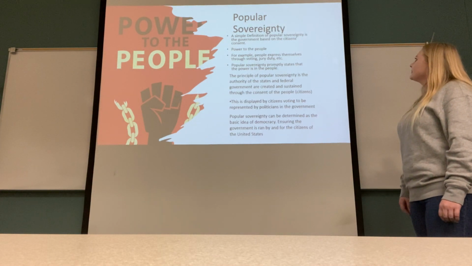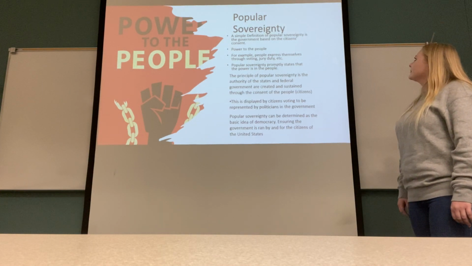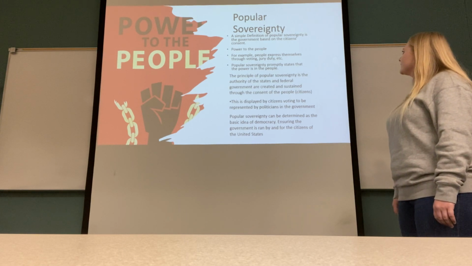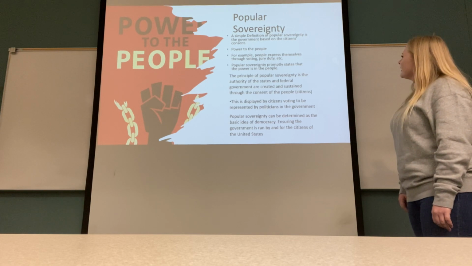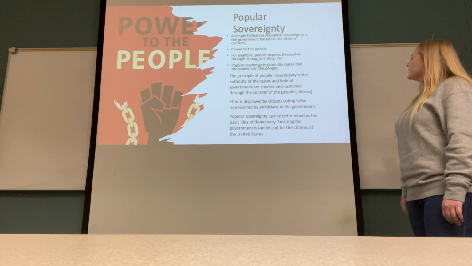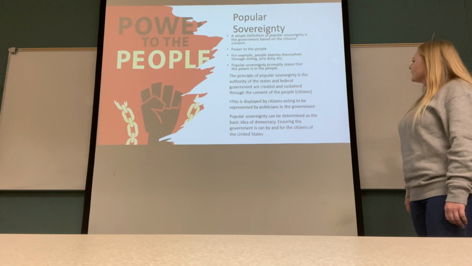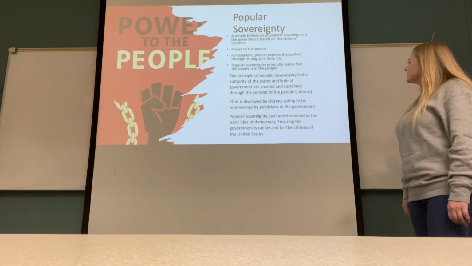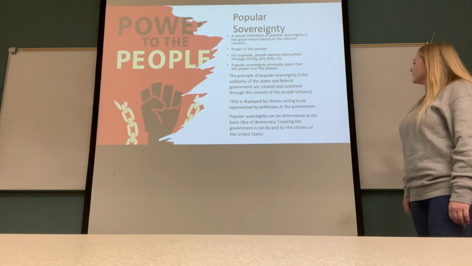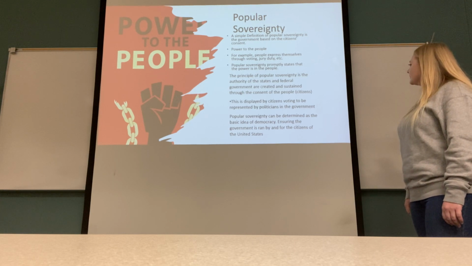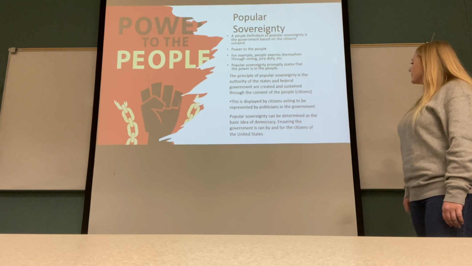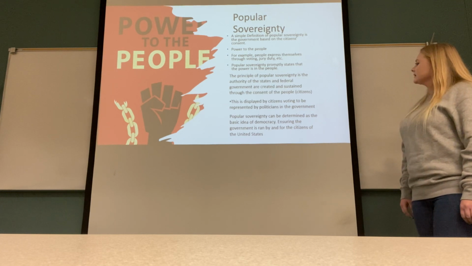Popular sovereignty. A simple definition of popular sovereignty is government based on the citizens' consent. Power to the people. For example, people express themselves through voting, jury duty, etc. Popular sovereignty plainly states that the power is in the people. The principle of popular sovereignty is that the authority of the states and federal government are created to sustain through the consent of the people. This is displayed by citizens voting to represent popular politicians in the government. Popular sovereignty can be determined as the basic idea of democracy, ensuring that the government is run by and for the citizens of the United States.